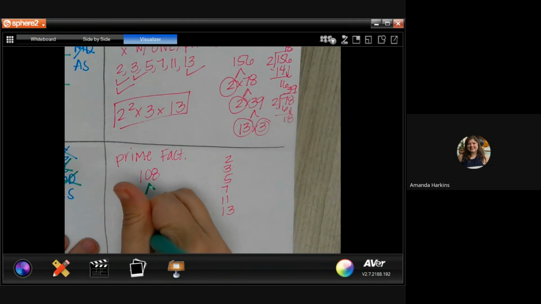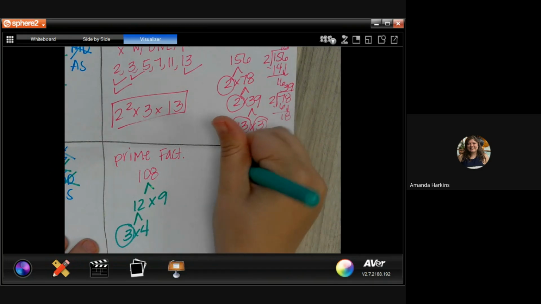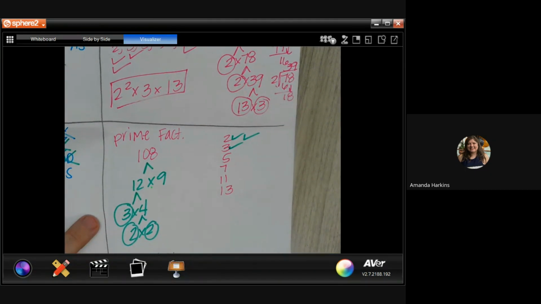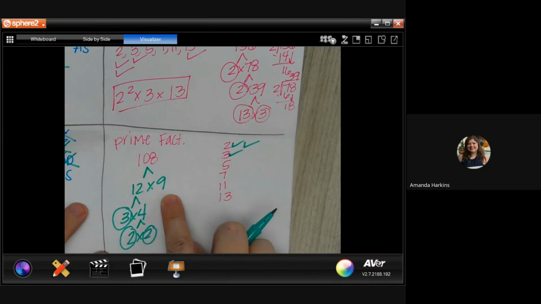So what 2 numbers can you multiply to get 12? 3 times 4. 3 is prime, very good, but is 4 prime? Nope, I have to break that down. So by 2 and 2. So far, I have 2 2s and 1 3. Now I need to break down 9.